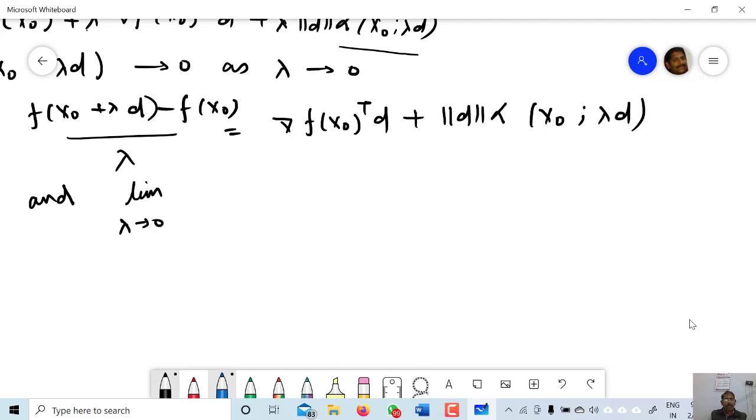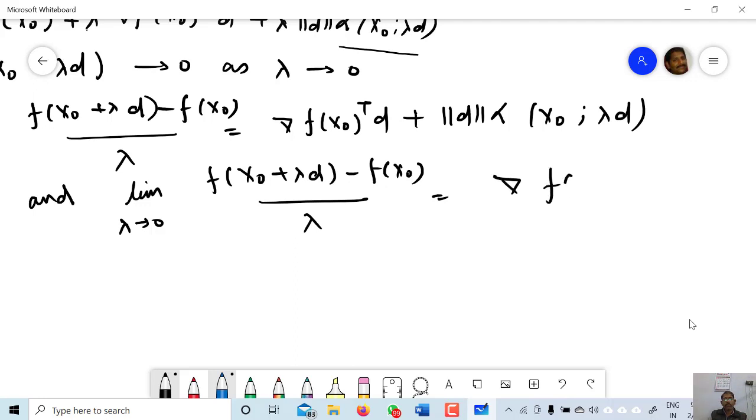Again, if lambda is tending to 0, in that case the above function f of x0 plus lambda d minus f of x0 upon lambda will be equal to gradient of f x0 transpose d, because this other thing is going to be 0, and it should be less than 0, because lambda is greater than 0. If one of the factors is greater than 0, that means this factor should be less than 0.